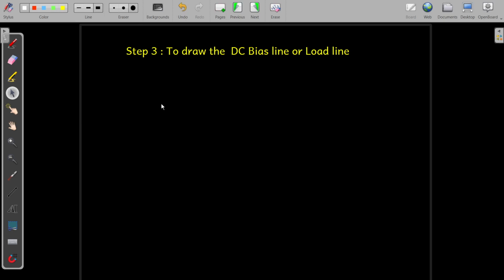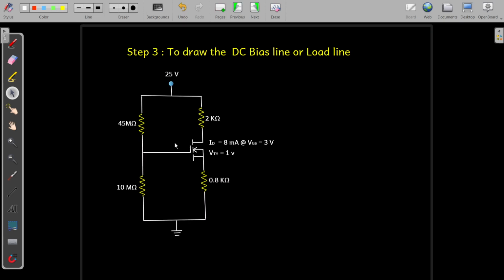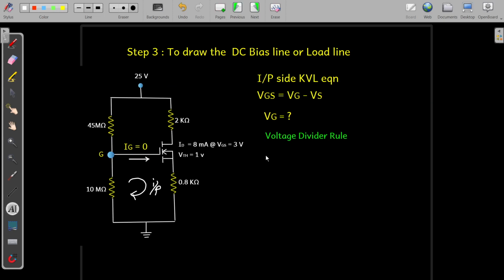To draw this DC bias line or load line, we are using the DC equivalent circuit. In this equivalent circuit, this point is G, that is the gate point. And we know that the current entering into this gate terminal is equal to 0, that is IG current is equal to 0. And we can write the input side KVL equation as VGS is equal to VG minus VS. To find out this VG, we are using the voltage divider rule. So VG equal to VDD into R2 divided by R1 plus R2.